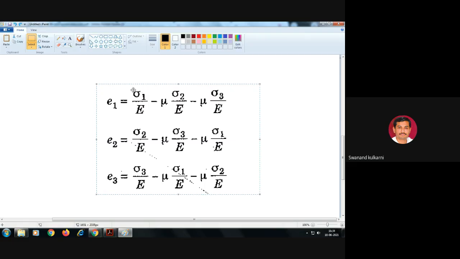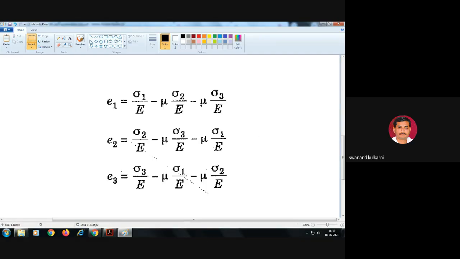Then E1 is sigma 1 upon capital E minus mu into sigma 2 upon capital E minus mu into sigma 3 upon capital E. As far as E2 and E3 are concerned, in the same way, for E2, sigma 2 will be tensile and the remaining two will have the transverse effects, and those are related with the Poisson's ratio. During the last lecture we discussed that a lot, and that's why now if I want to form the relationship here, then we will try to understand what happens exactly.